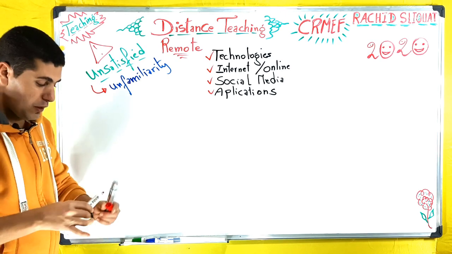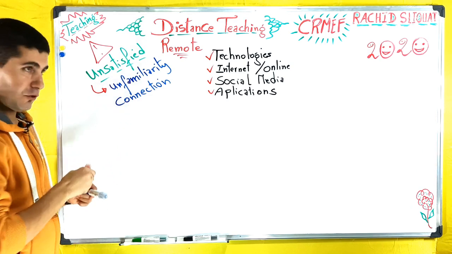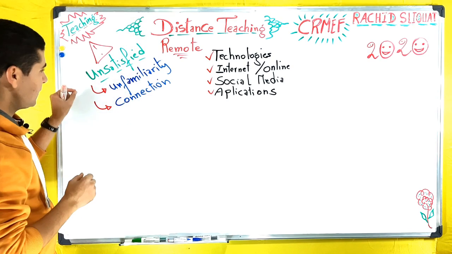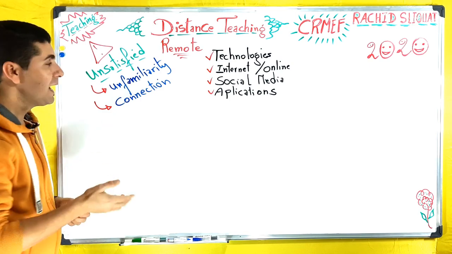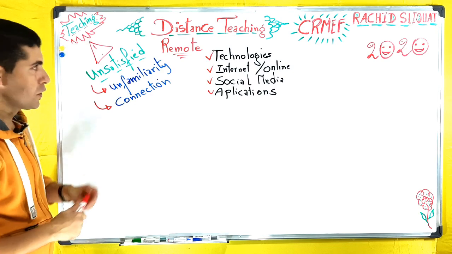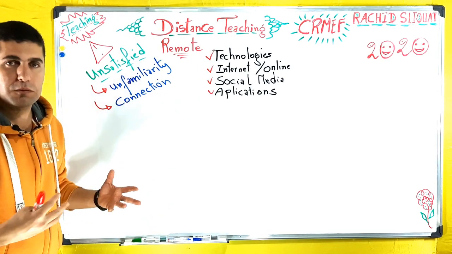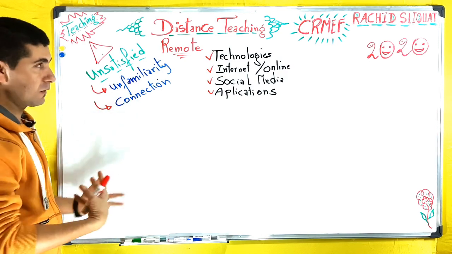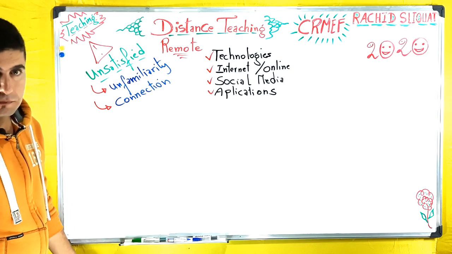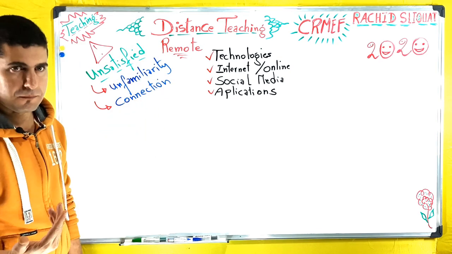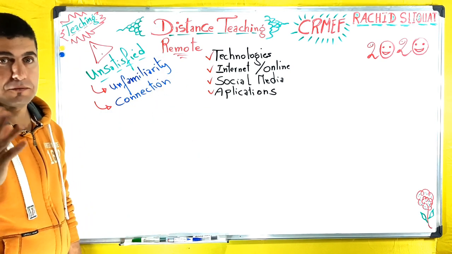And number two is the problem of connection, all right? Internet connection, the problem of network, okay? These are the two main reasons why teachers and students, both of them, are unsatisfied with distance teaching, okay? So unfamiliarity, this is something new. Students and teachers are unfamiliar with this kind of teaching, and the problem of internet connection. A lot of students lack this service. A lot of students and even some teachers don't have access to internet, especially those who are living in the countryside, okay?